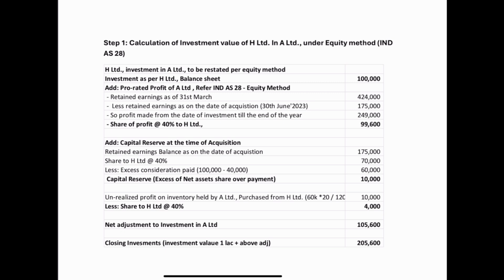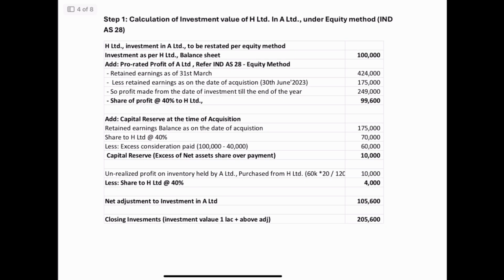So it has been given that H Limited's investment in A Limited is 100,000, 1 lakh rupees. Okay, and as I told you, under IND AS 28, we need to restate this 100,000 under the equity method. So equity method means any profit or loss, the share belonging to the parent company, needs to be adjusted. So in this case, they have given retained earnings of A Limited as of 31st March as 424,000 rupees.